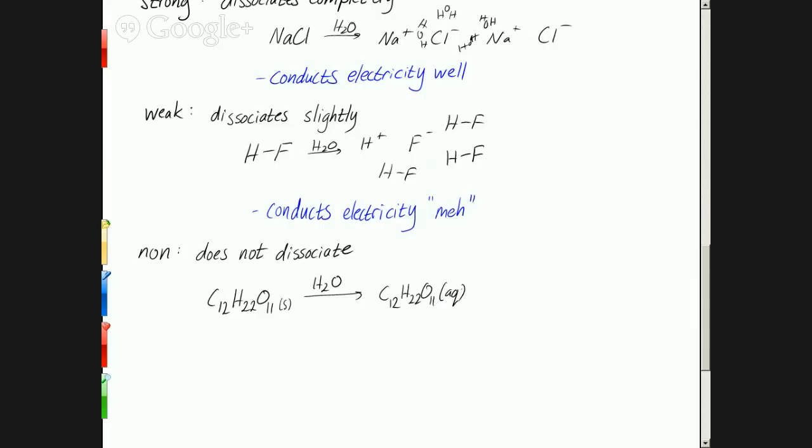Right? It dissolves. You put sugar in water, it goes in there, but it doesn't break apart. None of the atoms come off. It doesn't form any ions. So no ions formed, no dissociation, not an electrolyte. Won't pass electric current. And we saw that a couple weeks ago. The sugar solution did not make the light turn on.